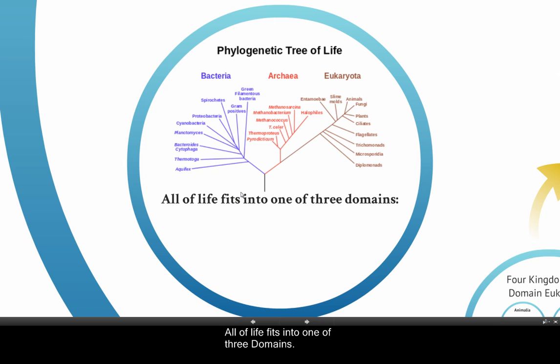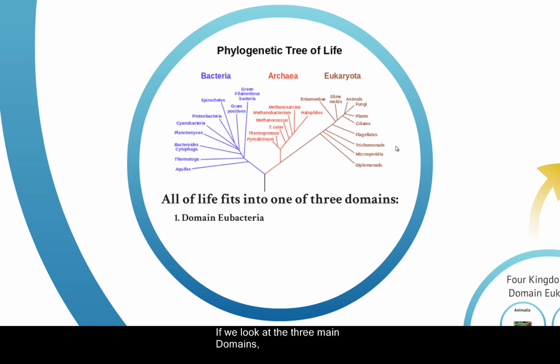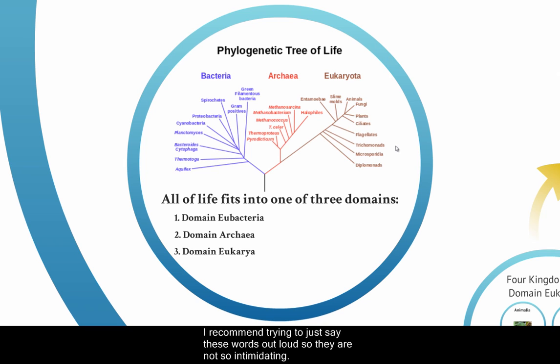All of life fits into one of three domains. So we have the bacteria, archaea, and eukaryotes. If we look at the tree of life, we're sitting right up here. Fungi and plants are other ones that you might recognize, but there's a lot of stuff on here that you might not. If we look at the three main domains, we have the eubacteria, also sometimes called the bacteria, the archaea, and the domain eukarya. I recommend trying to just say these words out loud so they're not so intimidating.